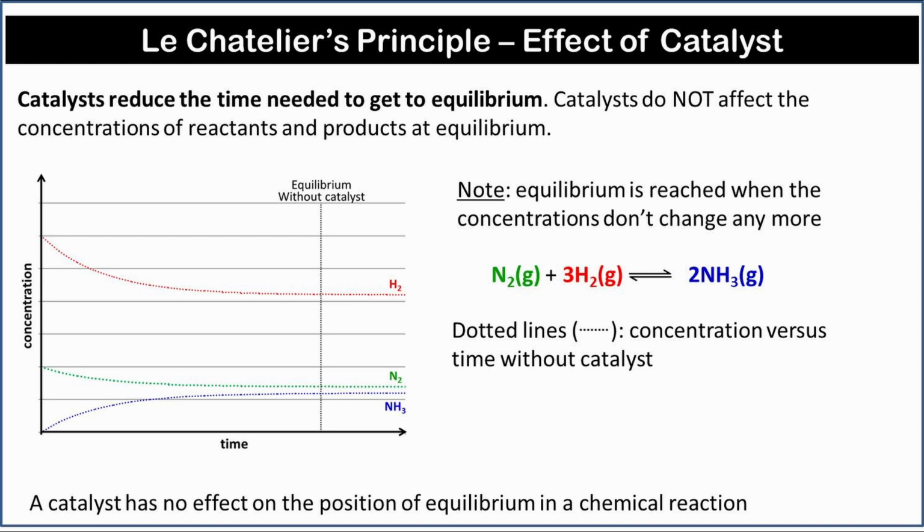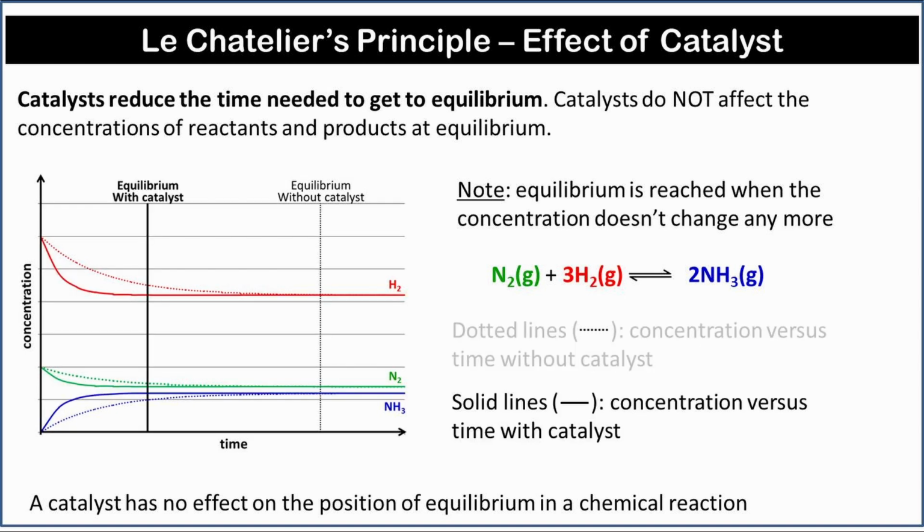When a sealed container is filled with nitrogen and hydrogen, ammonia starts to form. The chart shows the decrease in reactants and increase in product, until equilibrium is reached. The dotted lines show the concentration versus time without catalyst. The solid lines show the concentration versus time when catalyst is present. The concentrations at equilibrium remain the same, but the time needed to get to equilibrium is reduced.